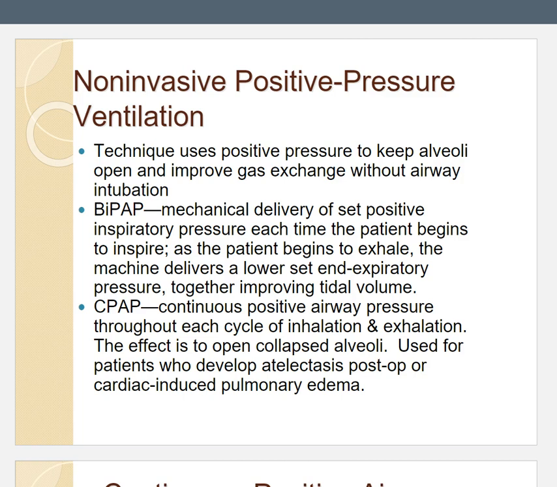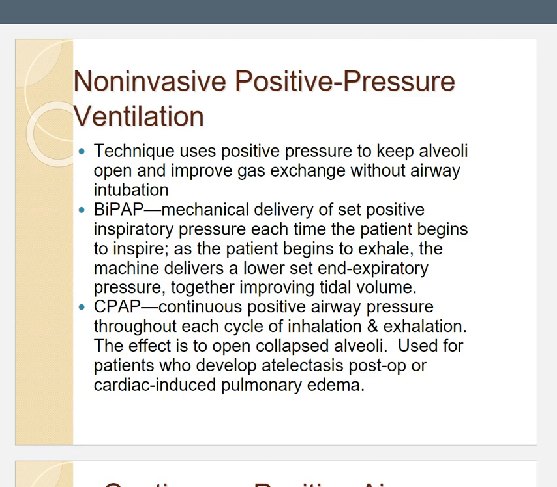BiPAP will help reduce the pressure when exhaled and increase the pressure when inhaled. That can't be adjusted when someone's on CPAP, okay? With CPAP, the person has to use more force for exhaling against the extra pressure. And this can be tiresome for patients, especially for those that, you know, are sedated or have neuromuscular diseases. So that's kind of the difference between the two.